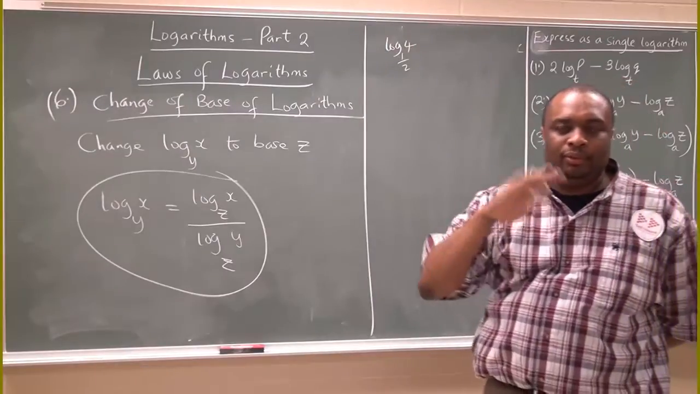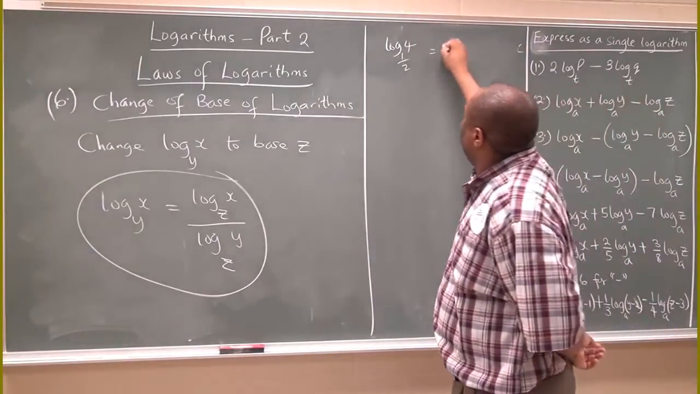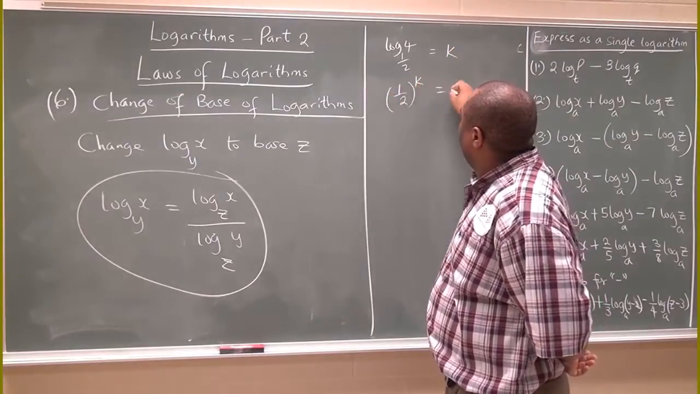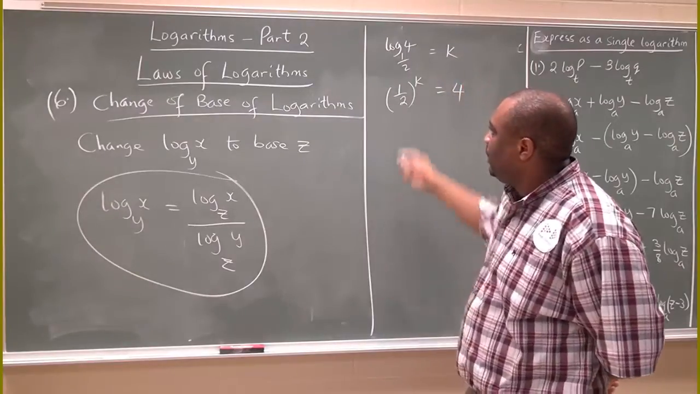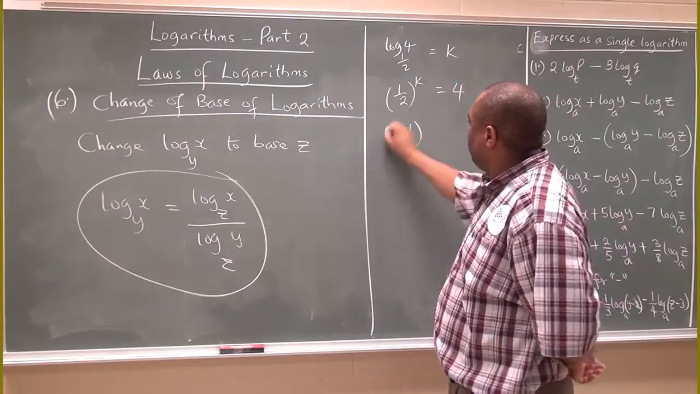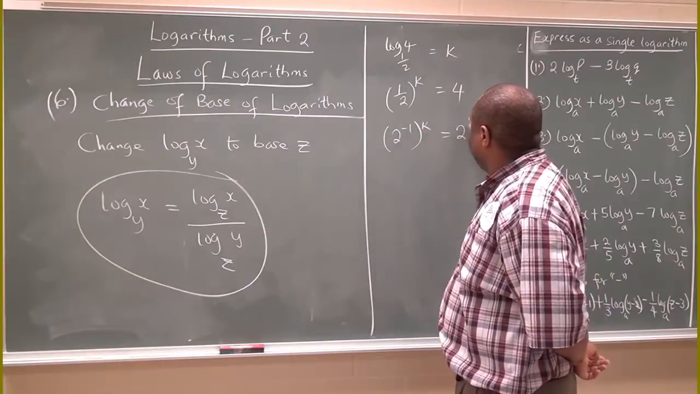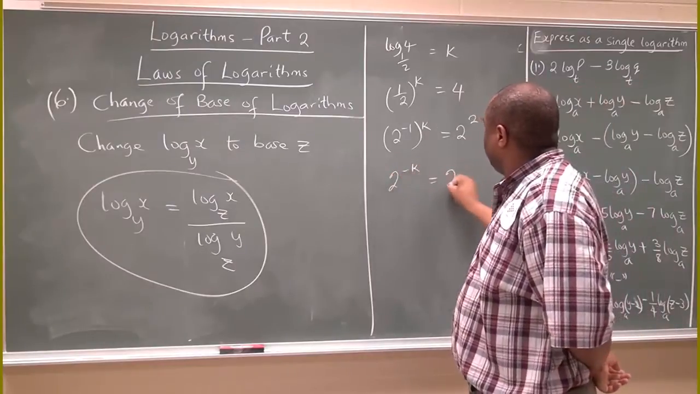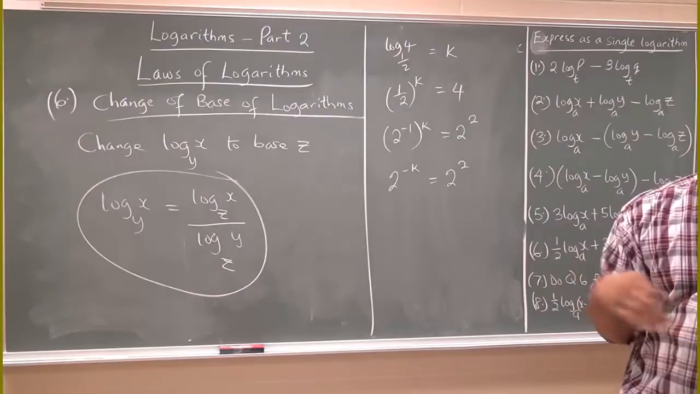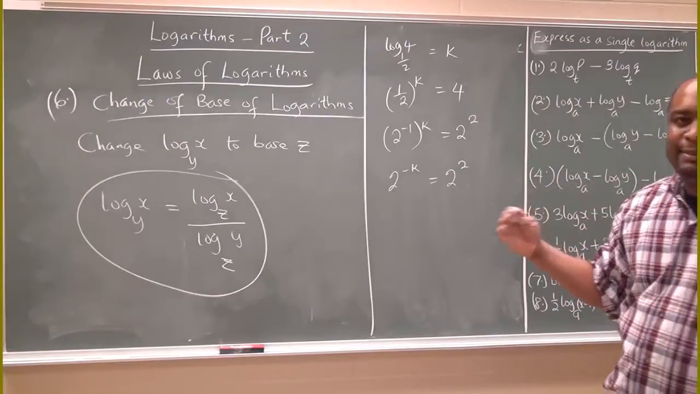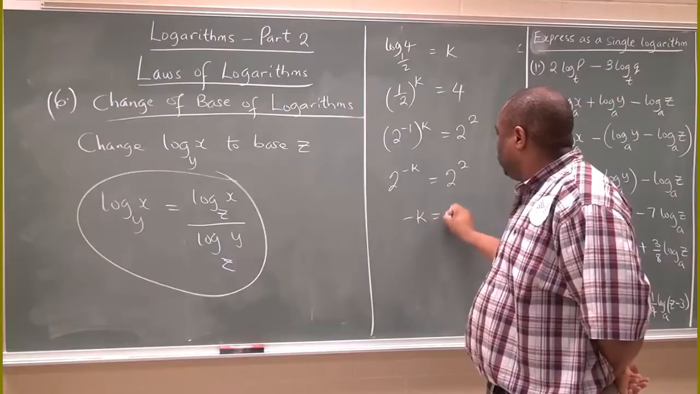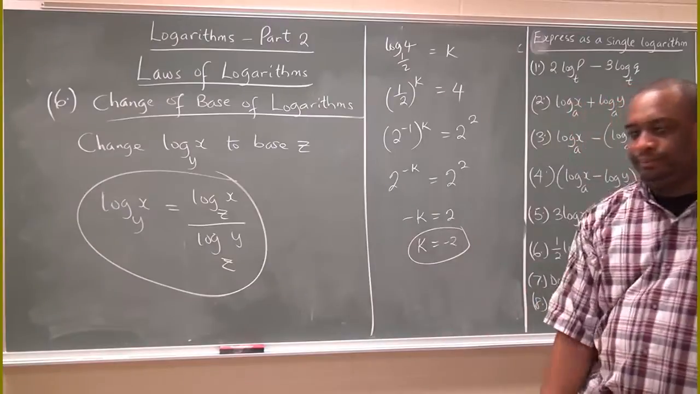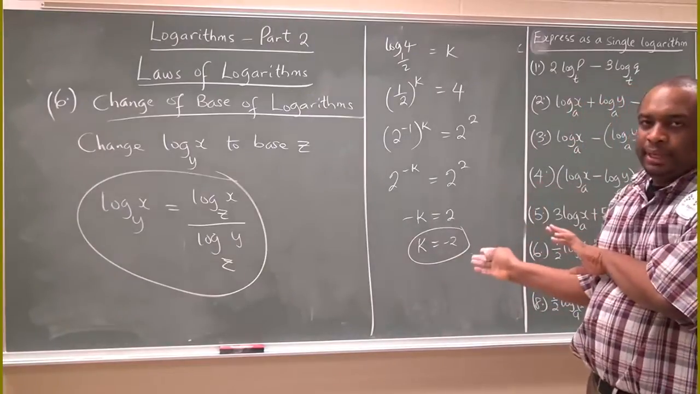Some people will choose to do it with the definition of logarithm. They will just say, let this be k. And then 1/2 raised to power k will be 4. Right? And this means 2 raised to power -1 times k will be 2 raised to power 2. And this will be 2 raised to power -k will be 2 raised to power 2. So you have the same base. You can equate their exponents. This will now be -k equal to 2, and then k will be -2, if you divide both sides by -1. Okay, that is one way to do it.